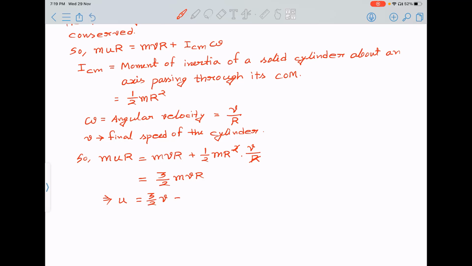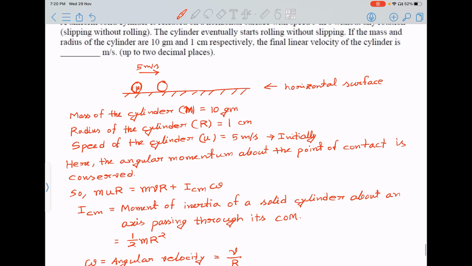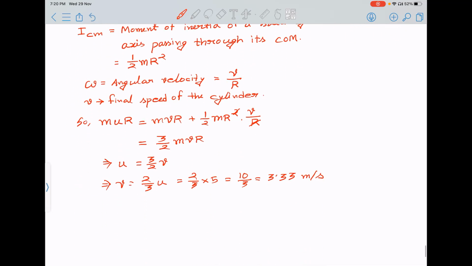Okay, and the value of v is given as 5 meter per second. So it will be 3 by 2 times 5. Oh sorry, actually u is given as 5 meter per second. So this implies v equals to 2 by 3 u, which is equal to 2 by 3 times 5 equals to 10 by 3, which is 3.33 meter per second. So answer is 3.33.